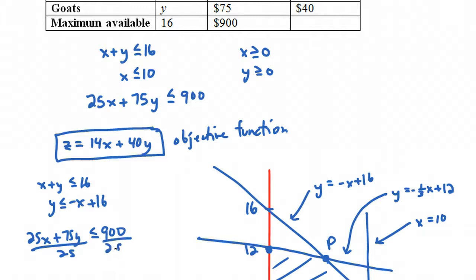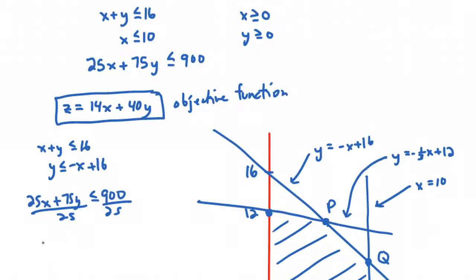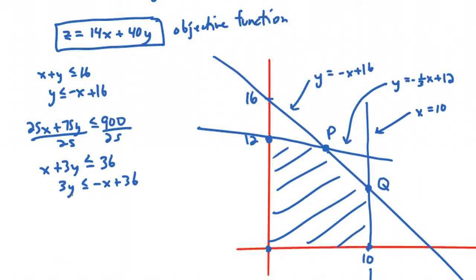What we're going to get is x plus 3y is less than or equal to 900 divided by 25, I believe that's 36. Subtract x from both sides, we get 3y is less than or equal to negative x plus 36. And finally, divide both sides by 3. So we get y is less than or equal to negative 1/3 x plus 12. 36 over 3 is 12.